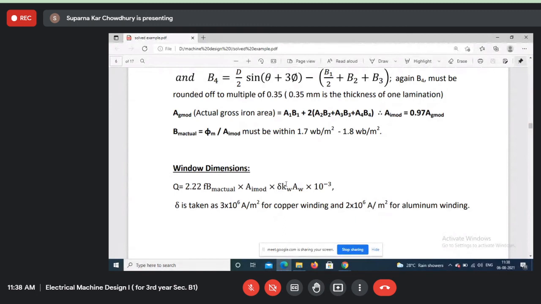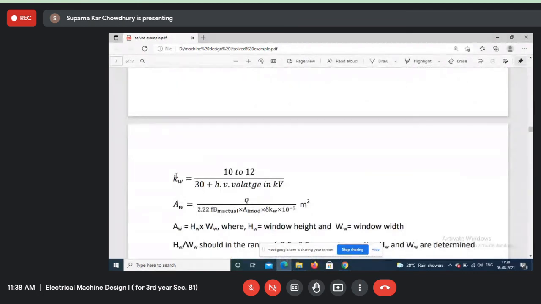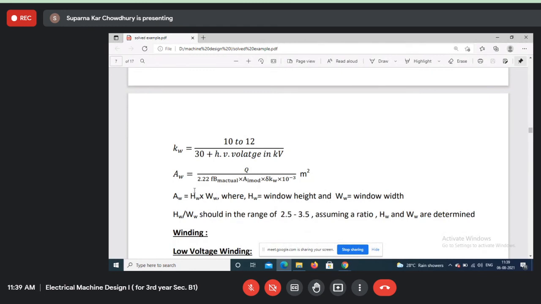And Kw is also unknown. Kw, we have to start with a value, assuming a value. Now, what is the value of Kw? This is the empirical relationship. It is given by 10 to 12 divided by 30 plus HV voltage in kV. So it has a range. Let's say for 11 kV, Kw minimum value will be 10 divided by 30 plus 11. Maximum will be 12 divided by 30 plus 11. So we can start with any value of Kw from here.